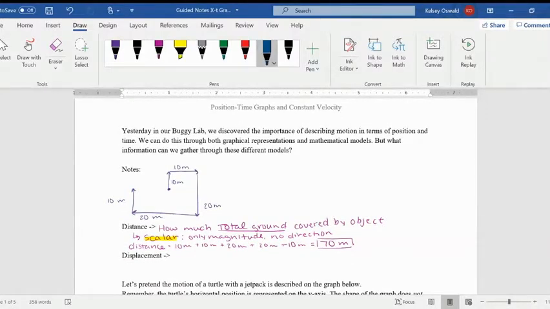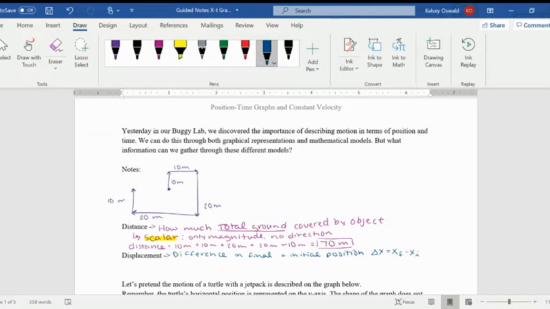That is going to be different than displacement. When we talk about displacement, we are going to find the difference between our starting and ending position. And in order to do that, we're just going to take our final position minus our initial position. Remember, we're going to use the variable x to represent position here. So displacement, our change in position, is going to equal our final position minus our initial.